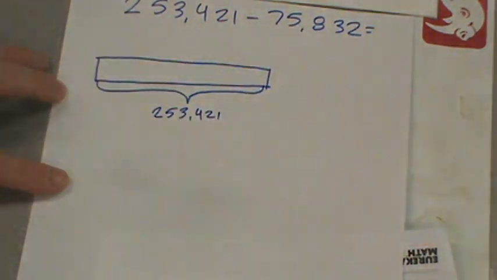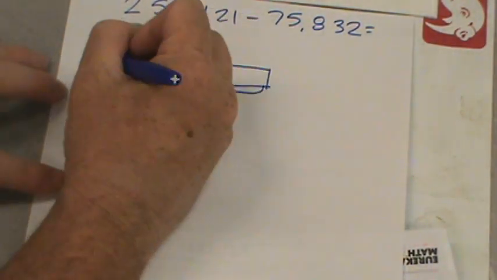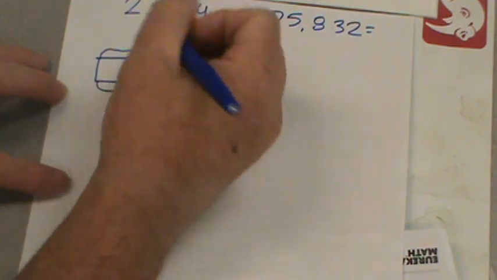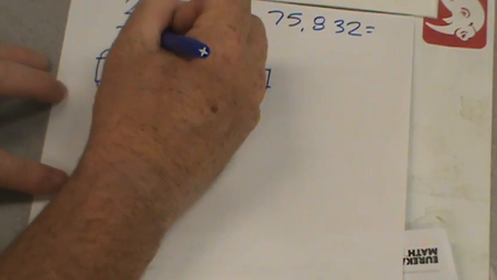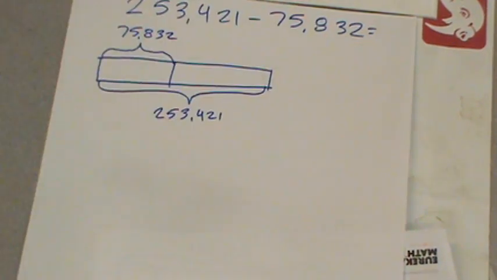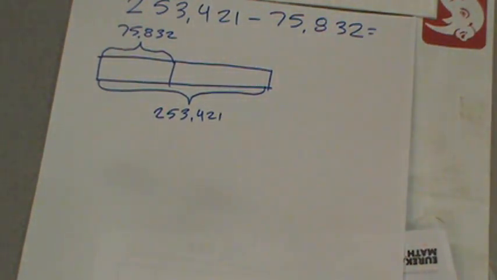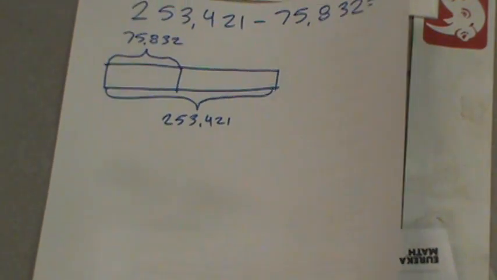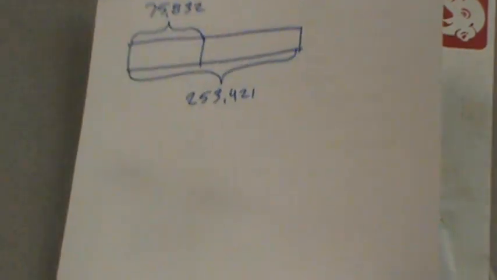253,421. Okay, and what are we taking away? We're taking away 75,832. So that's what our tape diagram looks like. So now that we have this, we could do the standard algorithm. Go ahead and pause that if you need to copy that down. I'm going to move this up. I'm going to do this kind of large so we can really see.